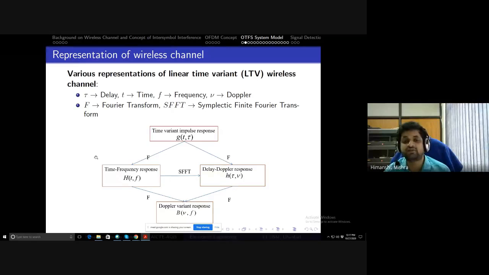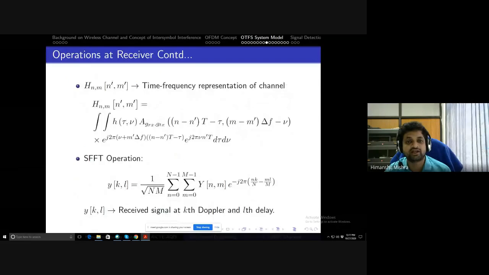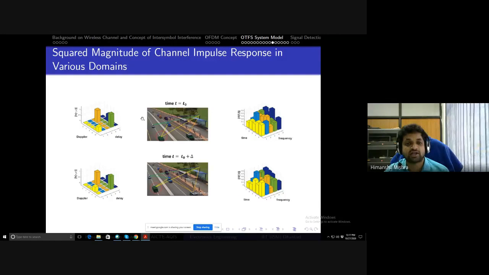So why the delay Doppler domain? I would like to tell you why. I will skip some slides. Yes, here, this is suitable. See, in the delay Doppler domain, I will just explain this diagram.